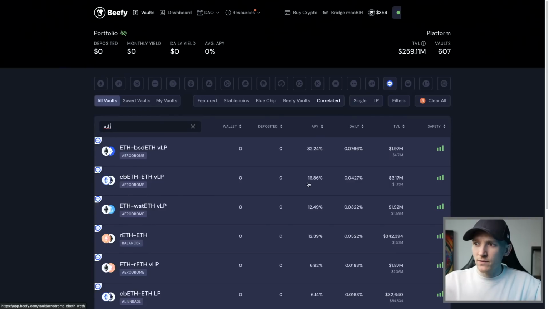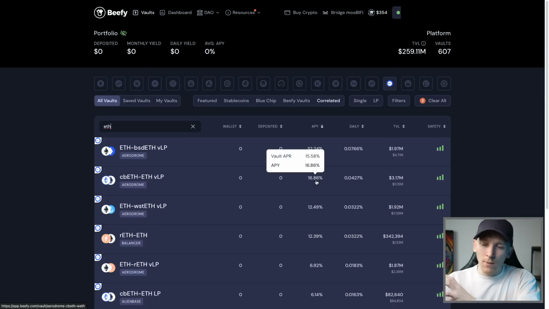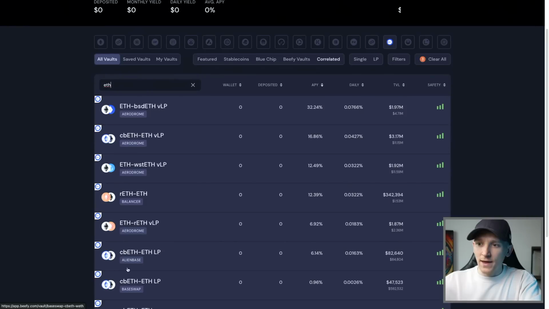And it's showing that the yield is around 16.8%. That can change depending on the information that Beefy gets and everything. So it might be out by a few percent. But we can see a couple here, right? We can see the Base ETH pool, the wrapped staked ETH pool, and then the rETH pool on Aerodrome as well. And there are also others, right? Balancer as well on Base.